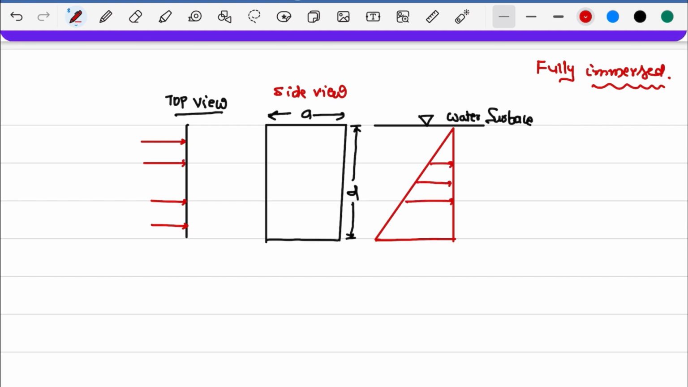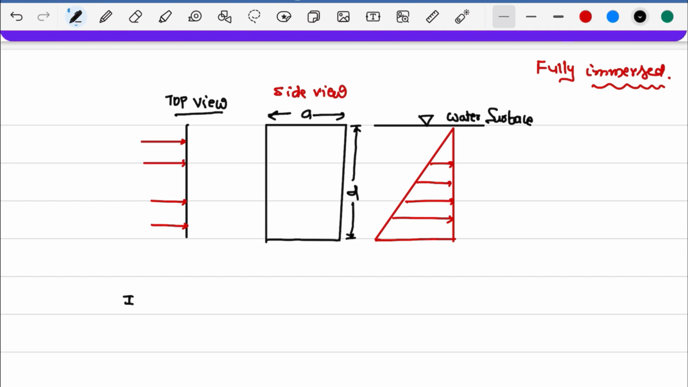As it was given in the banner, it is the pressure diagram. This is the surface on which pressure is acting. The pressure diagram is like this, and force will be acting because it is fully submerged. And the water surface and the top surface of the rectangular cross section are coinciding. Then the center of gravity coincides with the center of pressure. Please make a note of it.